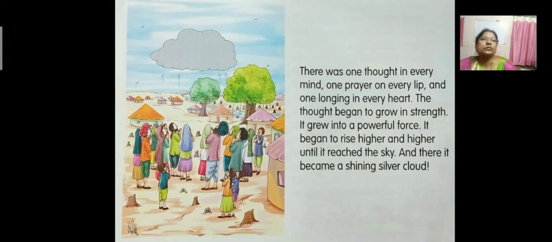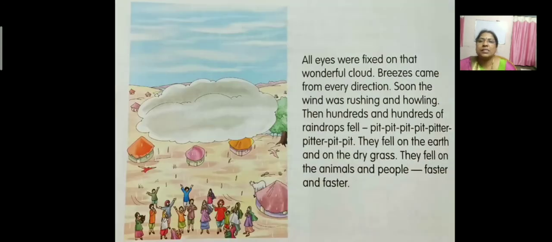Okay. Then all eyes were fixed on the wonderful cloud. All eyes here refers to the villagers' eyes. Breeze came from every direction. You can see the cloud. Everyone's eyes were fixed on that particular cloud. It looks very beautiful, very wonderful. And this cloud is now going to give the rain for them, isn't it, children?